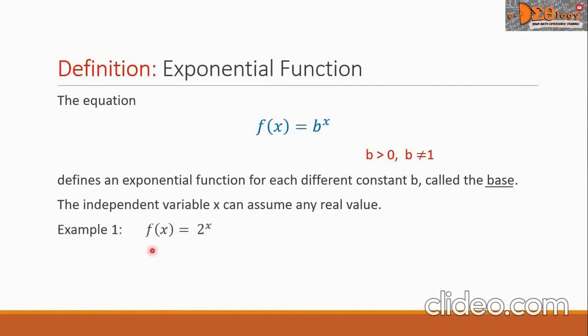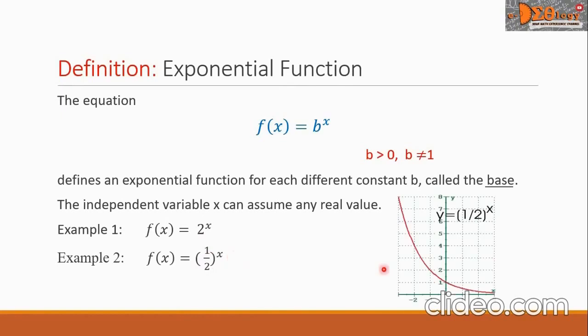Example 1, f of x equals 2 raised to x. In here, the base is 2 and the exponent is x. Here is a quick look of how the graph of f of x equals 2 raised to x looks like. Another example is f of x equals 1 over 2 raised to x. In this example, the base is 1/2 and again, the exponent is x. Here is a quick look on how the graph looks like.